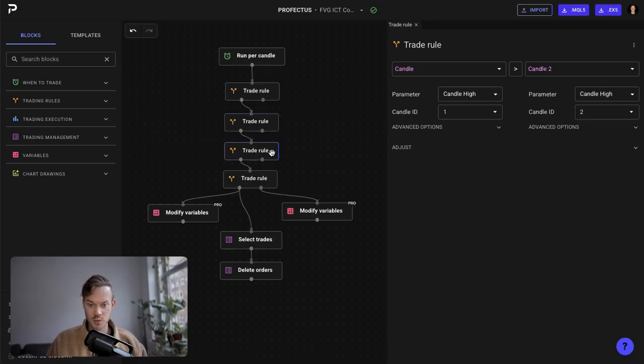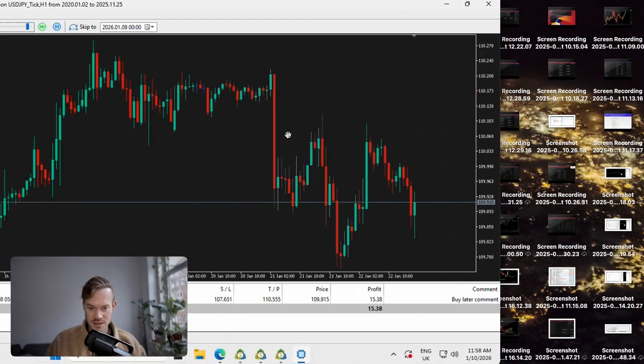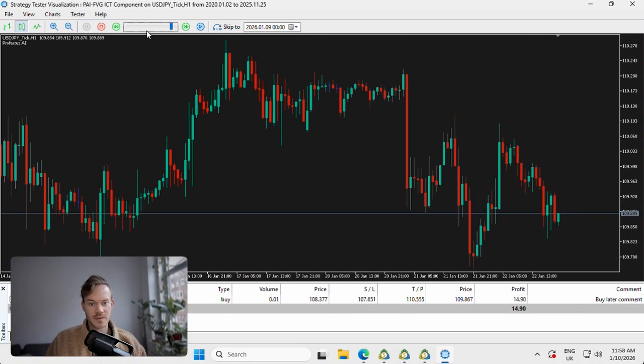The third trade rule block checks if the candle high of the most recent candle close is above the candle high of the candle before. Last but not least, we also need to check if the candle ID number 2, its candle low, is higher than the candle low of candle ID number 3. So these are many abstract descriptions. Now let's make it a little bit vivid and let me find you an example.